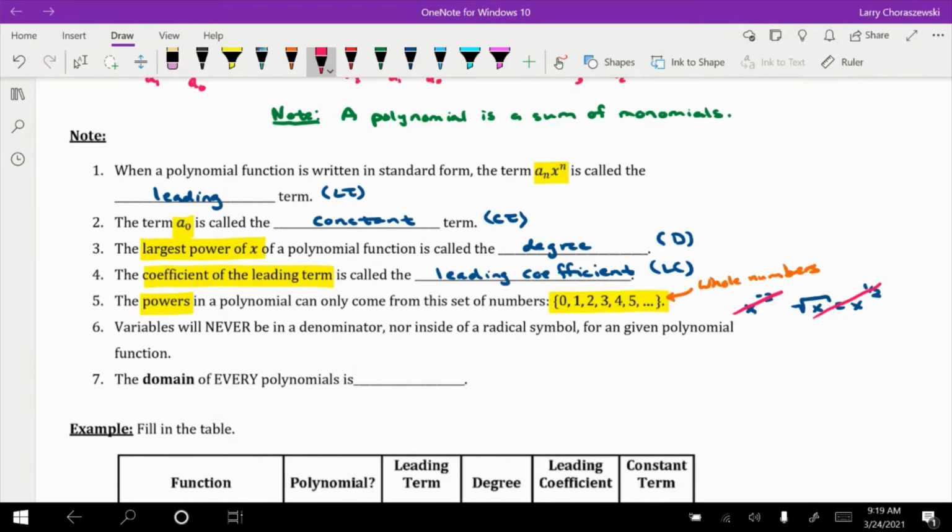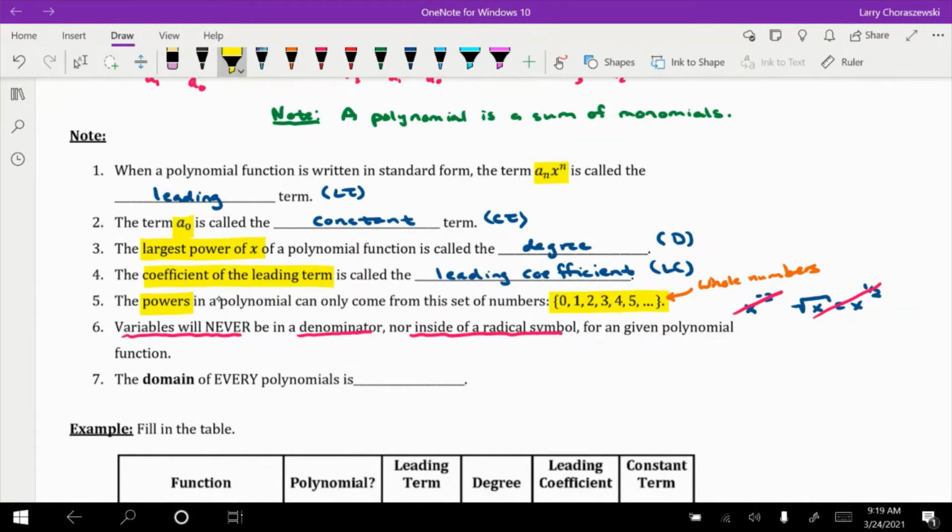Moreover, we can never have variables in the denominator in a polynomial function. That refers to a different type of function known as a rational function. So for number 6, it says variables will never be in a denominator nor inside of a radical symbol for any given polynomial function.